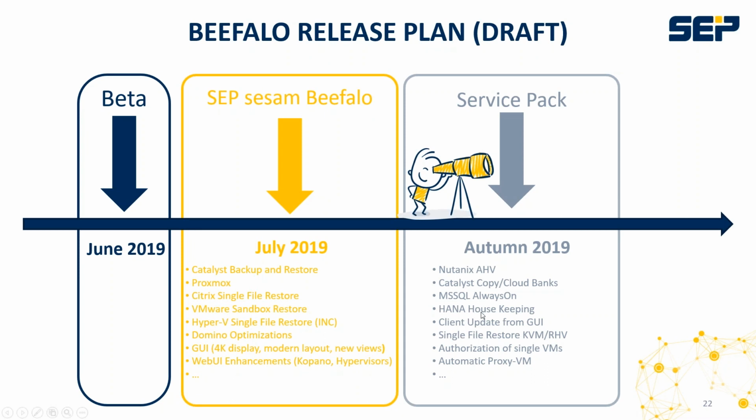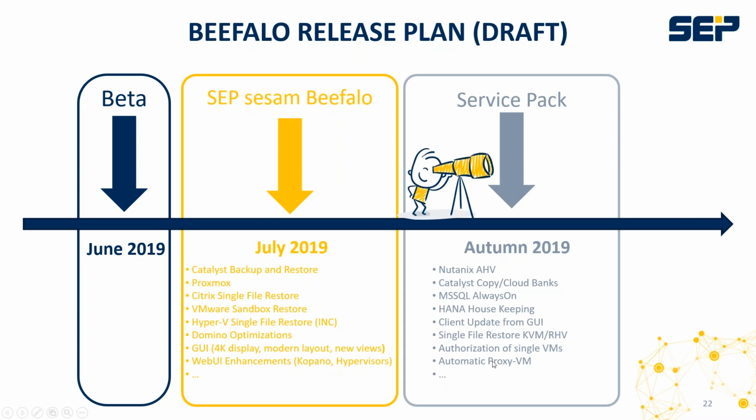And as we have implemented the single file restore for Citrix hypervisor, for KVM and RHEV, it's pretty similar. So we can extend this functionality to KVM and RHEV. And also we will implement the authorization of single virtual machines. That's especially important for our MSPs, to have separate permissions for virtual machines, so that each customer can see only their virtual machines and restore only their virtual machines.